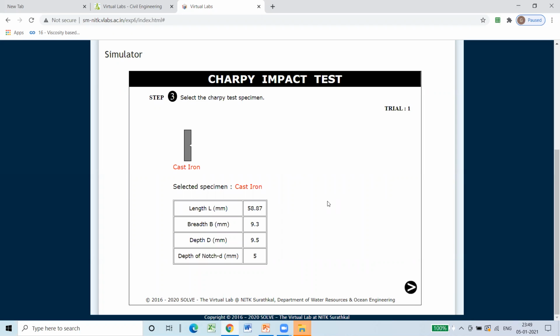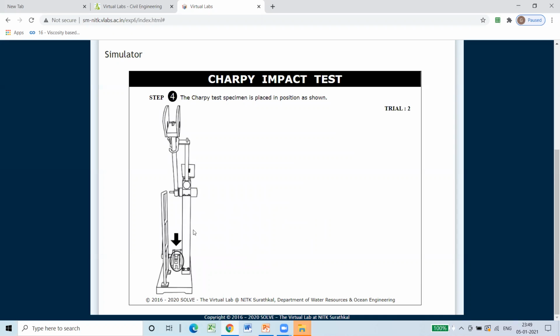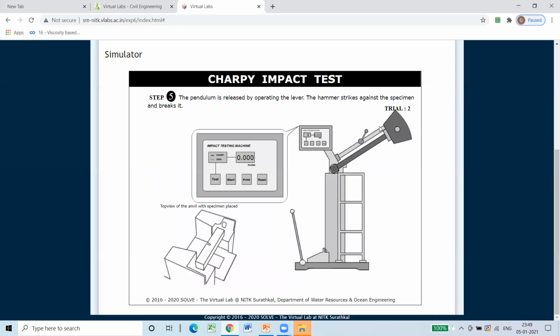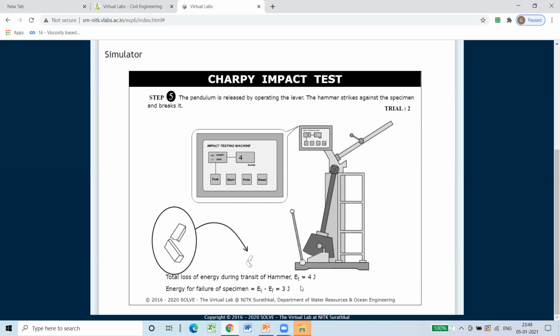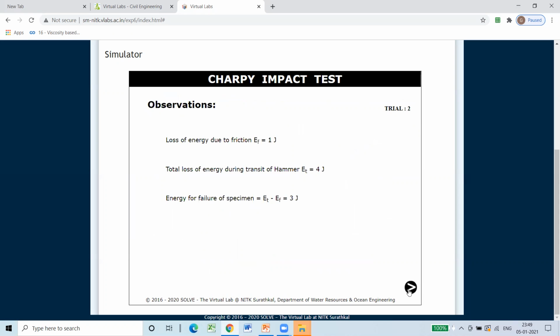So in another trial, you select one more cast iron piece. Length is around 58.87 mm, breadth 9.3 mm, depth 9.5 mm, and depth of notch is 5 mm. So in trial number 2, again you just place that specimen here. Repeat the same steps. So release the lever and the hammer. It will hit your specimen and it has broken like this. And here the energy recorded is 4 joules. Friction loss is 1 joule. Therefore 4 minus 1, 3 joule is the energy for failure of specimen.